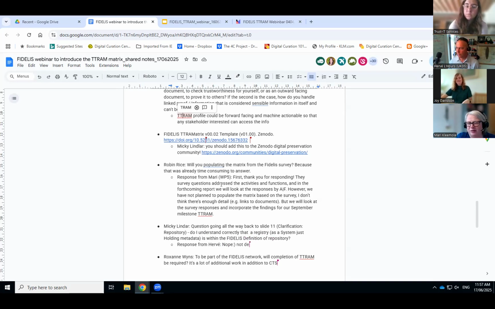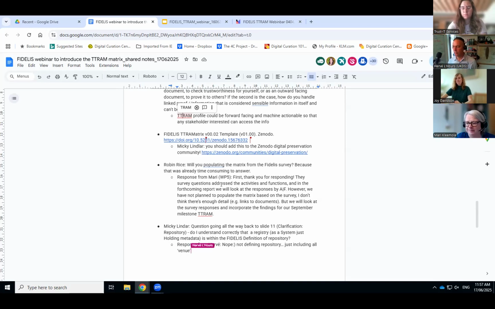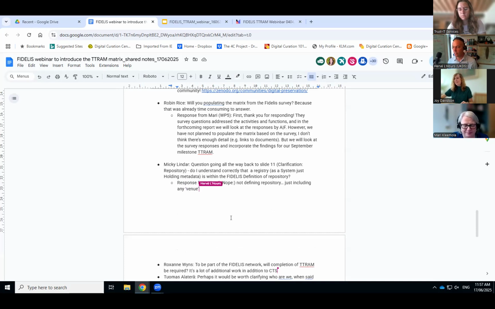So we have not planned to populate the matrix based on the survey. I don't think there's actually enough details, for example, linked documents or so on, but we will look at the survey responses and take that also as a feedback or as a contribution input to the next version of the matrix. That is due in September, as Herve already mentioned. So thanks very much, Mari. Yeah, an excellent suggestion on data reuse. We'll see what we can do.